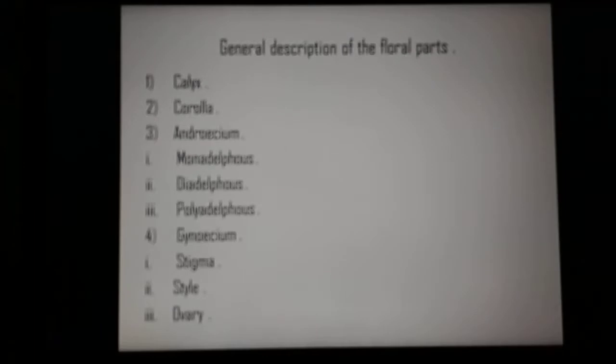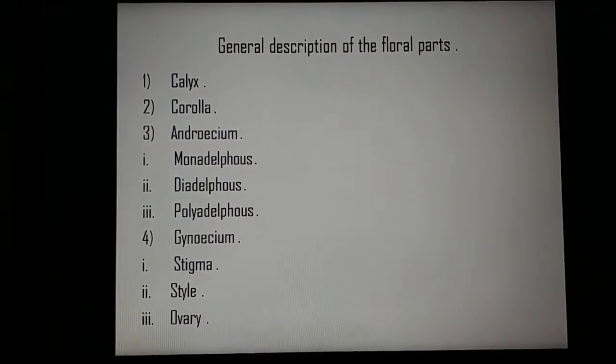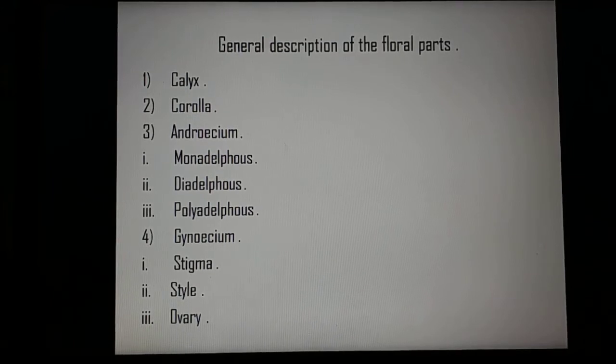Now the next one is corolla. Corolla is also known as petals. The petals are generally arranged in a single whorl, but sometimes they may be in a double whorl or in a spiral. They may be free, polypetalous, or united, gamopetalous, forming a tube. The petals attract insects for pollination. They also protect the stamens and pistils, especially when the petals form a tube.